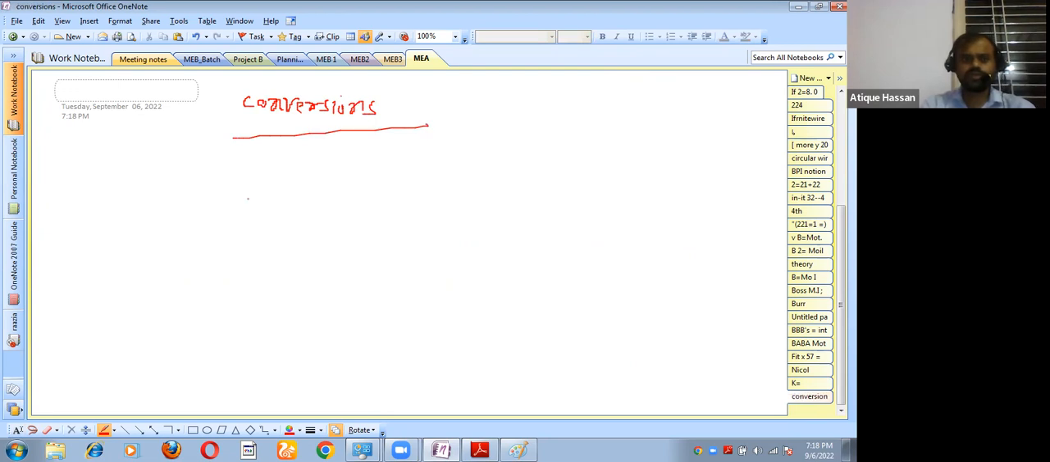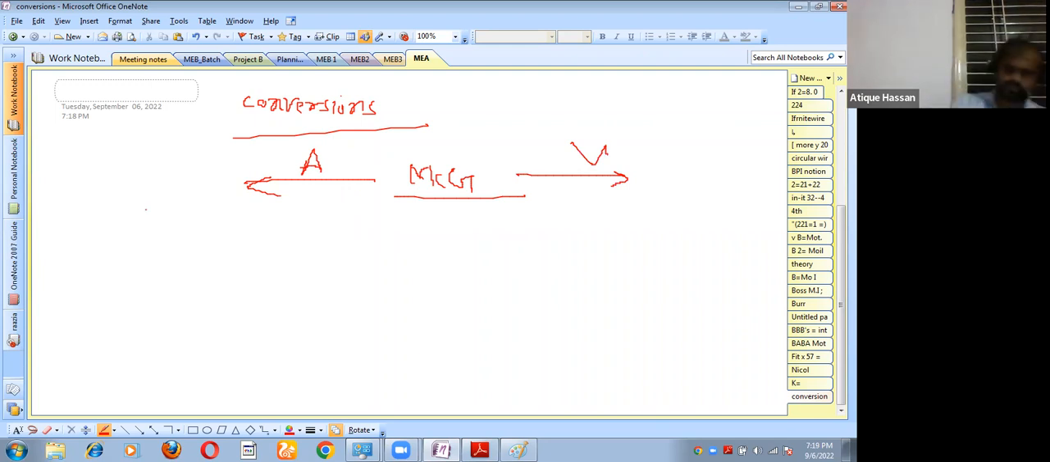In conversion, what do we do? We convert the moving coil galvanometer. MCG can be converted into two things: it can be converted into an ammeter and it can be converted into a voltmeter. So how will we do that? Basically, we symbolize a galvanometer like this. Suppose we have a galvanometer G.